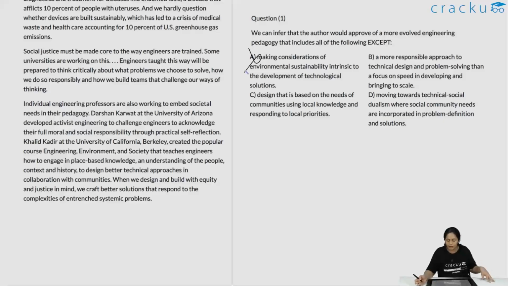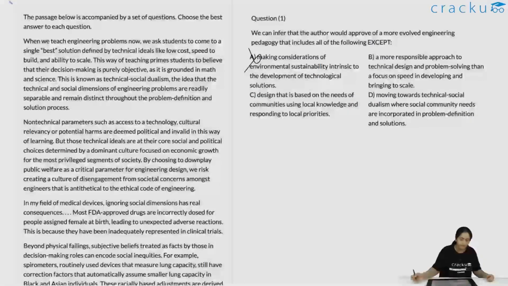A more responsible approach to technical design and problem solving than a focus on speed in developing and bringing it to scale. So she mentions this at first, that when we are finding the best solution, we are thinking of low cost, speed to build, ability to scale. And what do we not consider? Social impact.